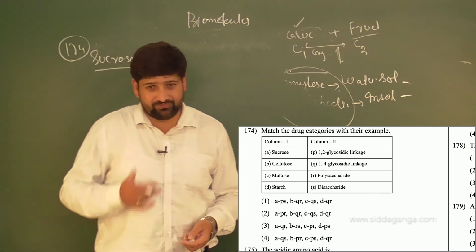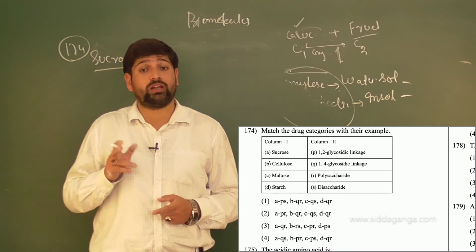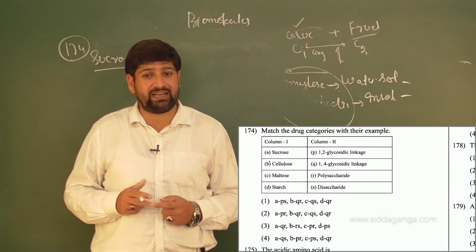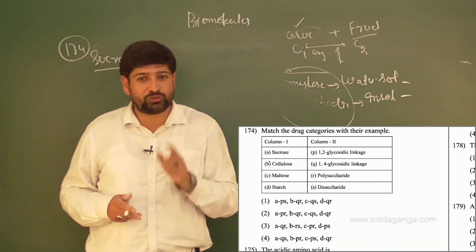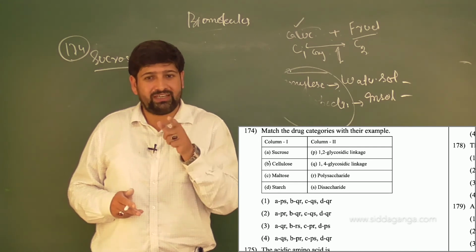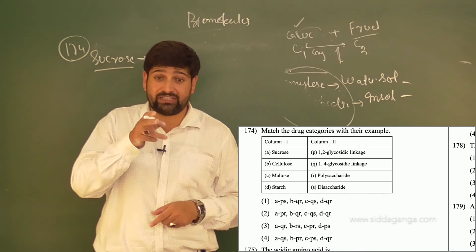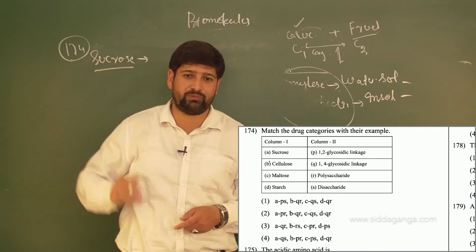Next, let us see further A. In A, 1,4-glycosidic linkage, obviously not possible. Is sucrose a polysaccharide? No, it's a disaccharide. So A matches with S also. So first option is A matching with P and S. The second option is A matching with P but R. That's not correct. So the first option on the whole will be the correct option.